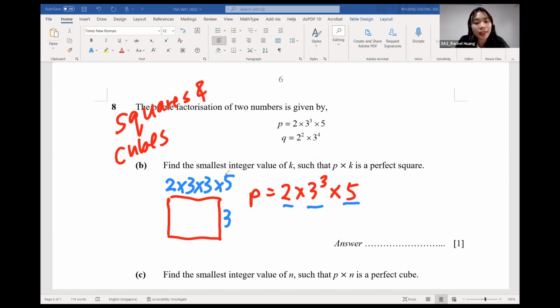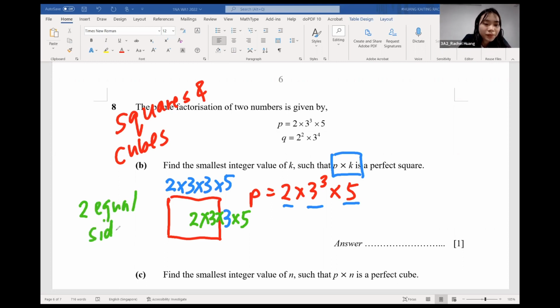Okay, but what you realize is that the distribution is not very even for the numbers. So if let's say I want to make p times something, so I want to multiply something to p such that it can create a perfect square, what do I need to multiply? So if you can see, after I distributed everything, you realize that I actually need another 2 on one side, another 3, as well as another 5. Okay, so that is what I need to make a perfect square, because a square has 2 equal sides.